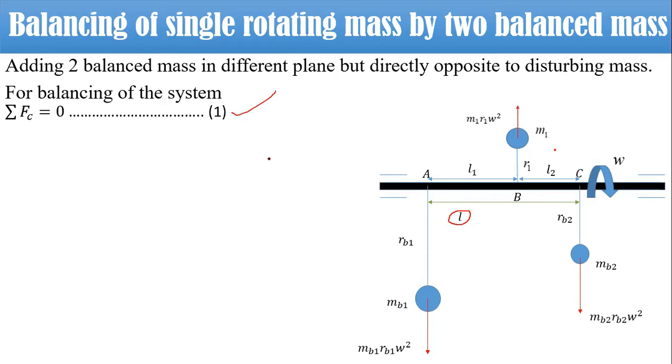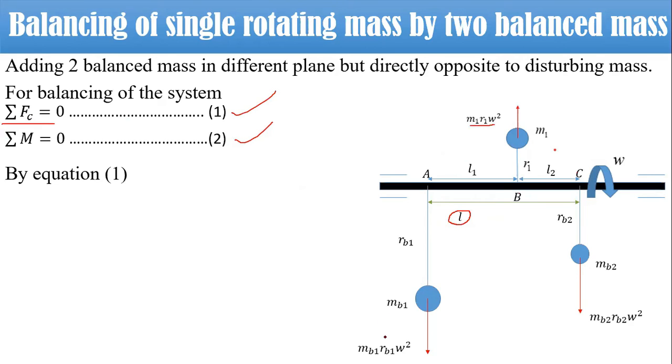And the second condition is when the net moment acting on this system is equal to 0. So this is considered to be equation number 2. First we will go by equation number 1, which is the net summation of the force equal to 0. So we can say this force will be equal to the summation of this and this.